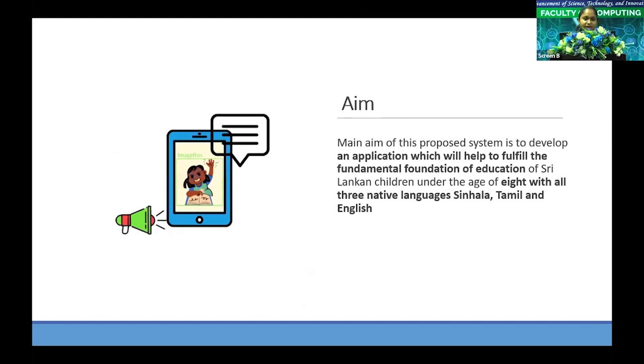And what is the aim? The main aim of this proposed system is to develop an application which will help to fulfill the fundamental foundation of education of Sri Lankan children under the age of 8 with all three native languages, Sinhala, Tamil, and English. The language will be given as textual as well as voice outputs.